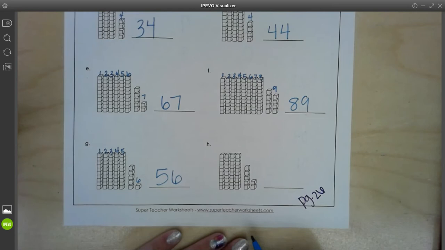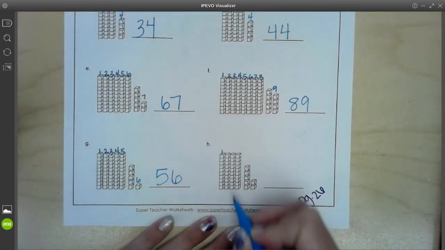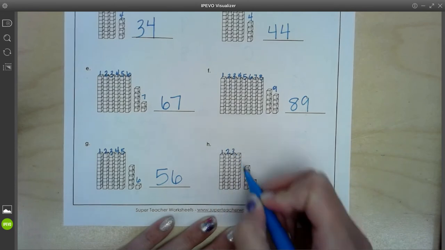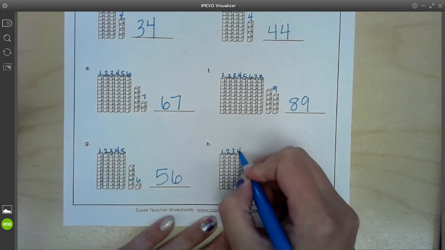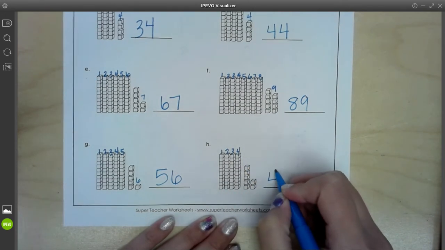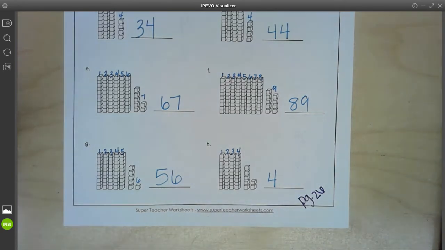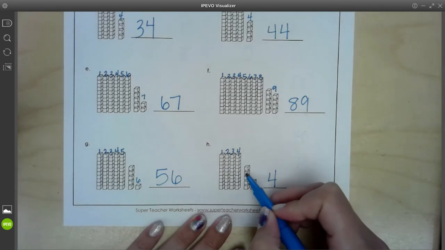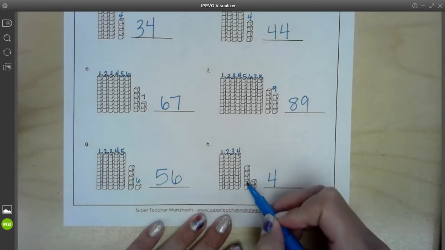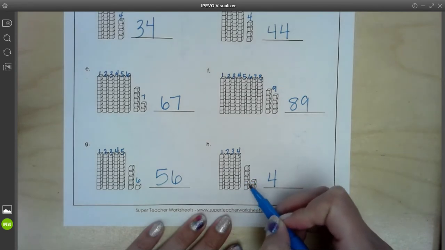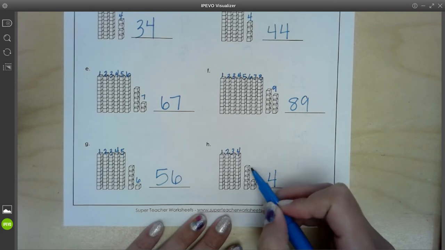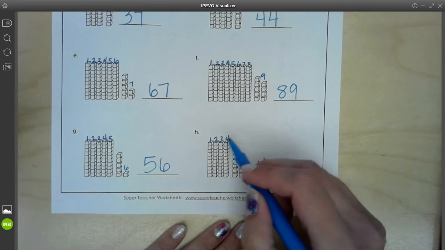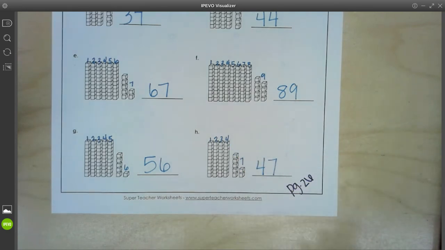And our last one here, I'm going to count the tens. 1, 2, 3, 4. So we have 4 tens. And ones, we have 1, 2, 3, 4, 5, 6, 7. So 7 ones. So these place value blocks show us 47.